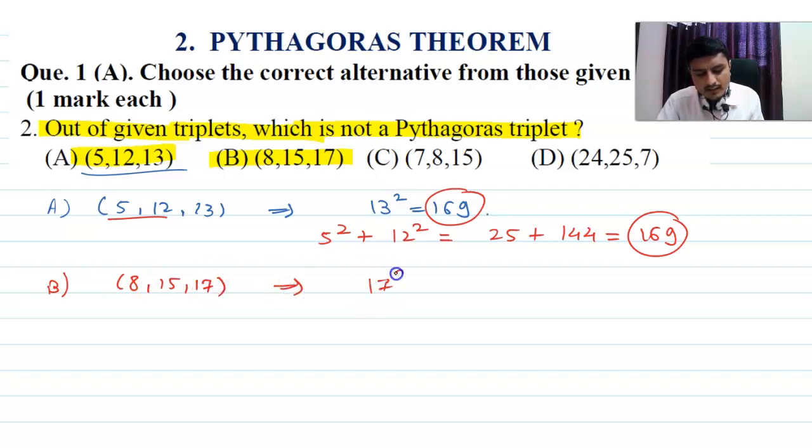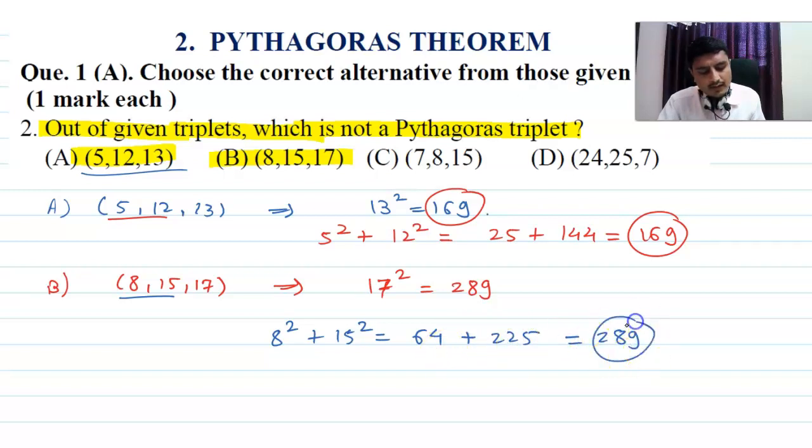Among them the greatest number is 17, whose square is 289. Look at the other two numbers. We have 8 and 15. The sum of their squares: 8 square is 64, 15 square is 225. Once we add them up, we get 289, which is exactly equal to 17 square. That means the given triplet 8, 15, 17 is a Pythagorean triplet. Look at the next one, 7, 8, 15. So choice C is 7, 8, 15.